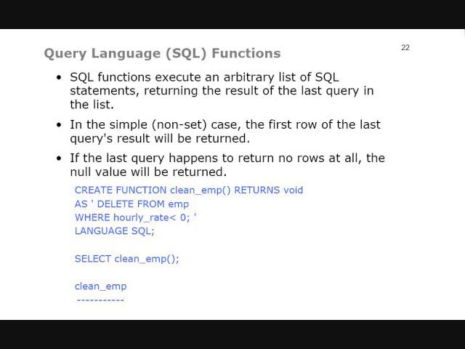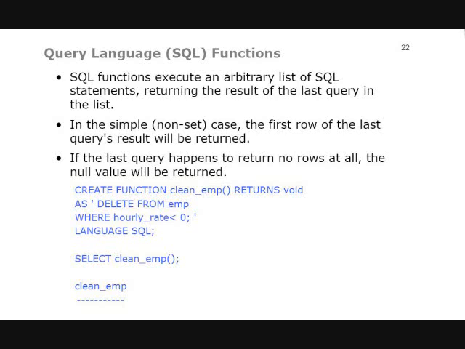So I could have something like create function clean emp, which is the name of my function that I can later call. And this function is going to return void, so it doesn't return anything. And it's going to say as, then I have to delimit the text of my function. And we're going to talk about delimiters in a minute. But one of the ways that we can delimit the text of the function is by using a single inverted comma like here. So I have to say as, and then I delimit the text of my function with this. I have delete from emp where hourly rate is less than 0. So this is going to delete all of the employees that have an hourly rate of less than 0, because I consider that to be bad data.